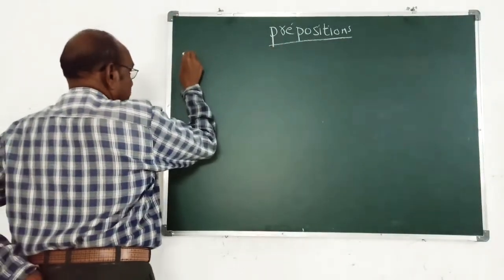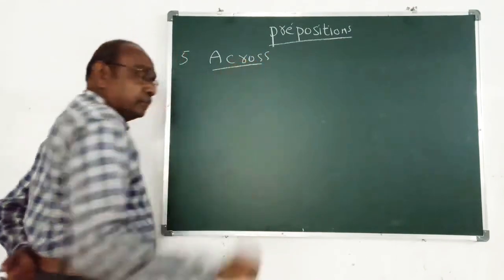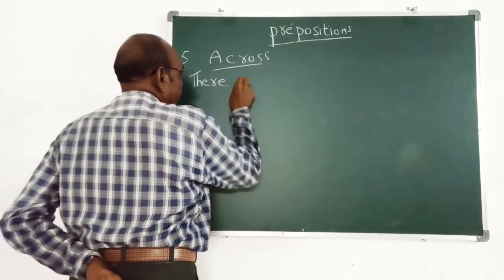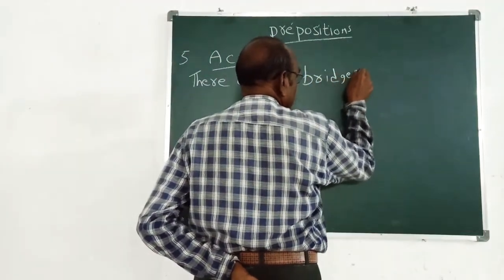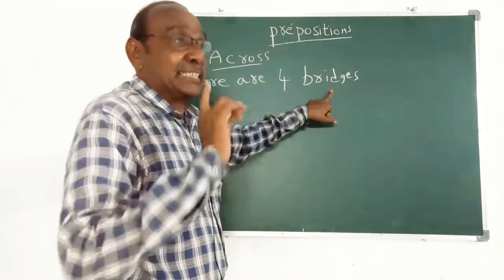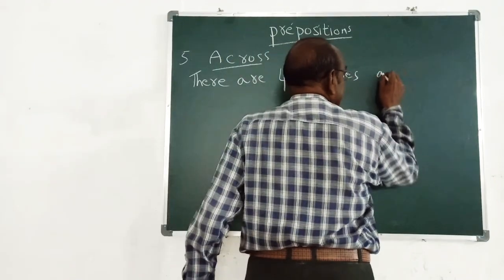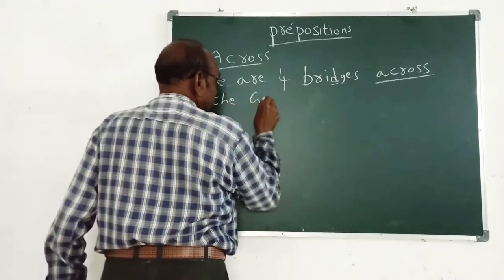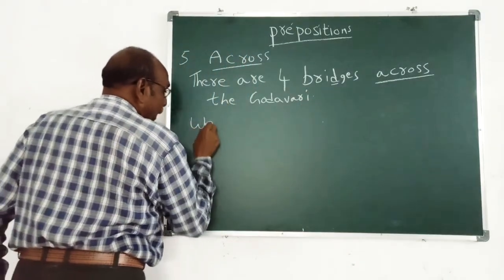Now, across. There are four bridges. How do you pronounce this word? Bridges. D is silent. Bridges. Okay, D is silent. Four bridges across the Godavari. Godavari means river, Nadi.